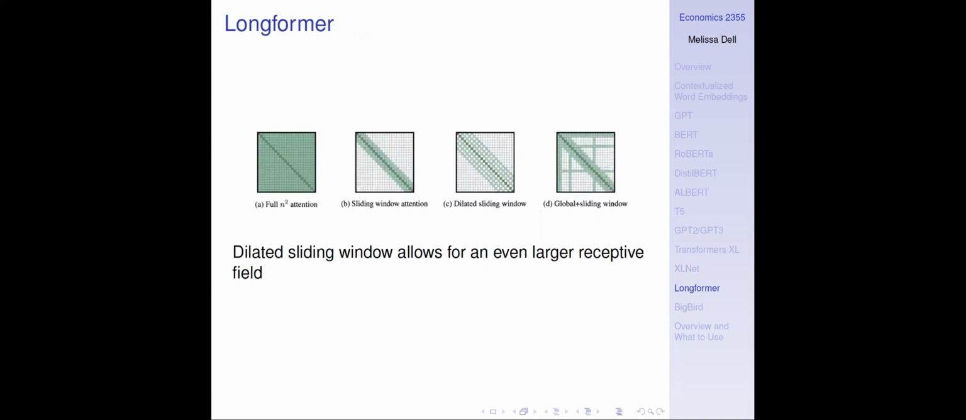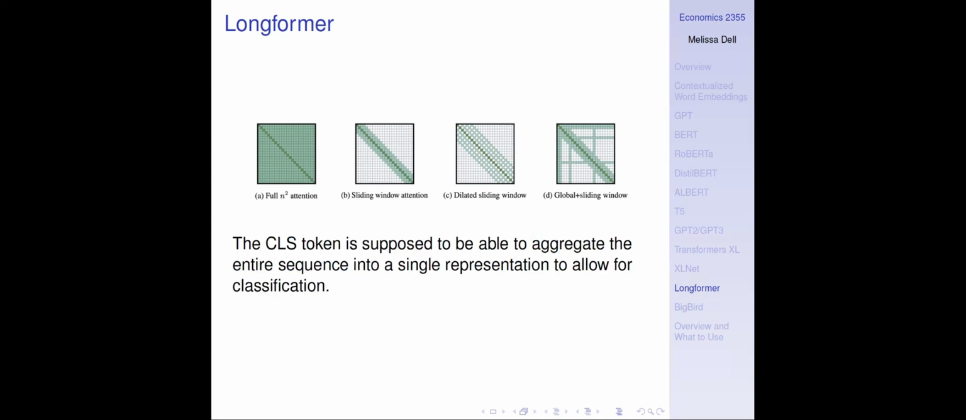And so this is just a picture illustrating that. Full attention would look like panel A, which is n squared. And so we know we can't really do that on sequences that are too long. Panel B just shows vanilla sliding window attention. Longformer also experiments with dilated sliding window attention for an even larger receptive field.